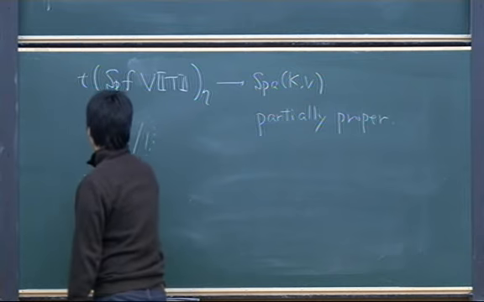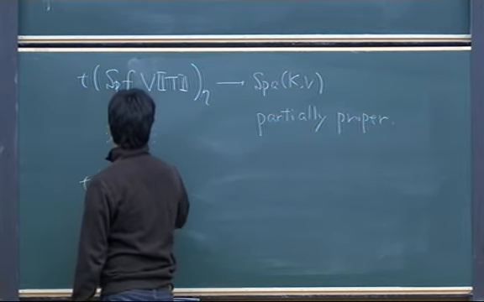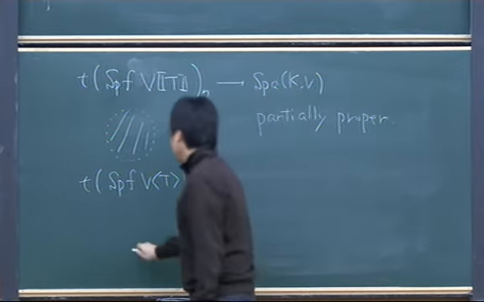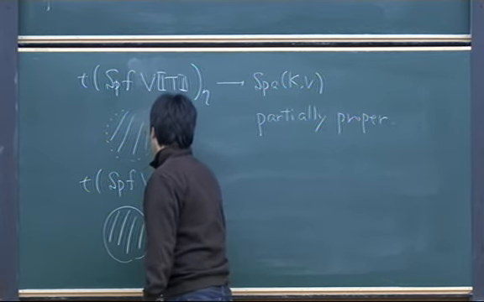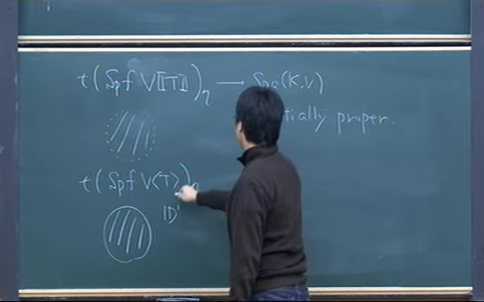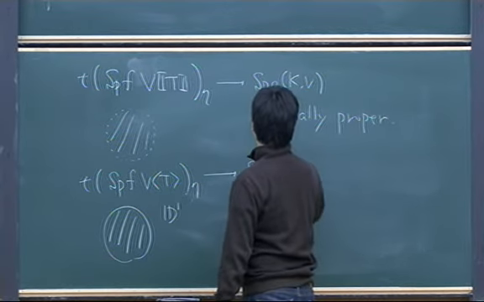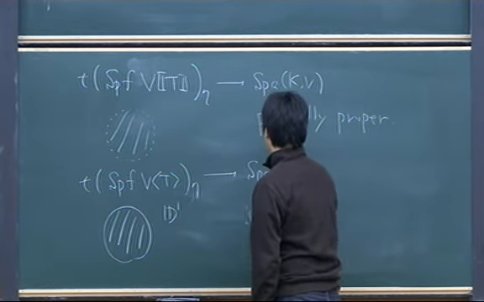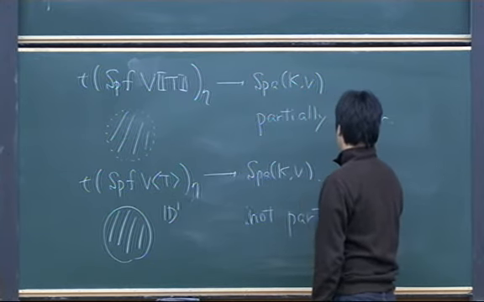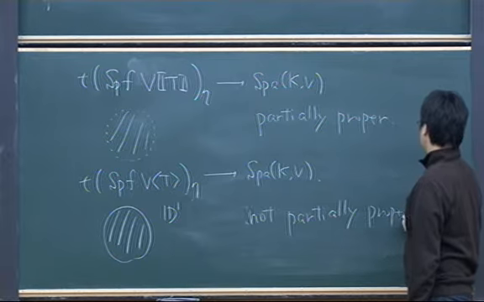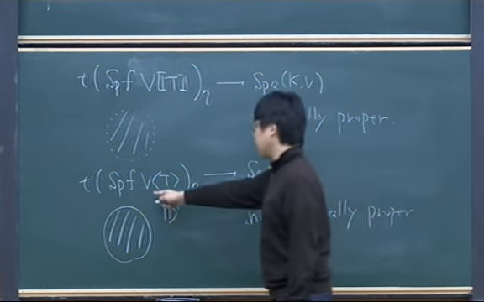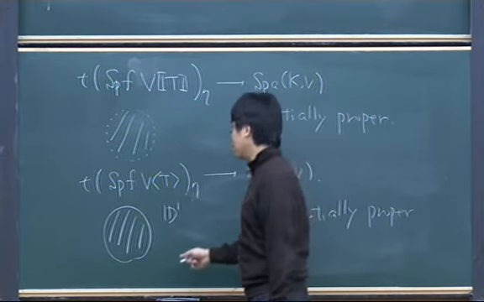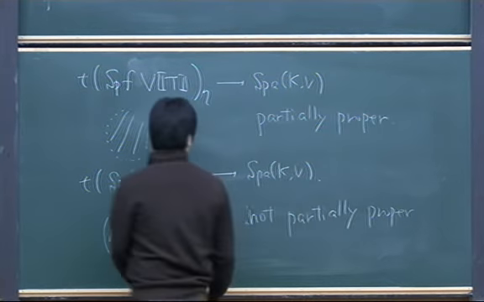Of course, we can also consider the rigid generic fiber of the convergent power series. This is a disk D^1 over Spa(K,V), but this is not partially proper. It is related to the fact that the underlying space of this formal scheme, which is an affine line, is not proper over the residue field. Okay?